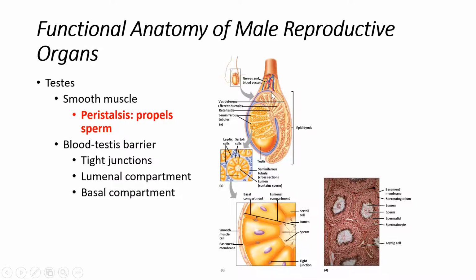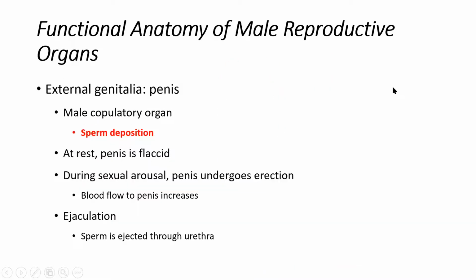And then they make their way to the epididymis, which is this entire structure here. And then from the epididymis, we can see that they go right into the vas deferens and continue on their journey to the urethra. All right, so seminiferous tubule, rete testis, efferent ductule, epididymis, and then vas deferens. Okay.